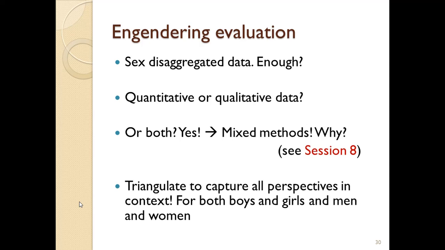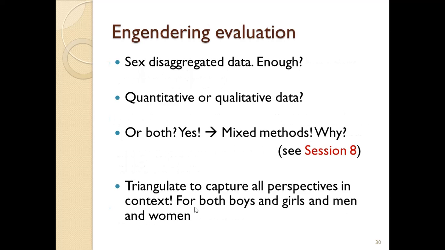So in engendering evaluation, it's very important that we aim at having sex-disaggregated data, but of course that's not enough. We need to understand what kind of disaggregated data, whether quantitative or qualitative, or both, and we are going to look at the methodology in session 8. The whole idea is whether we should triangulate to capture all perspectives in terms of context, which is a best practice. It's not just about asking all women, but we can ask women with disabilities, refugee women, or women with other factors. Again, think about the intersectionality approach.